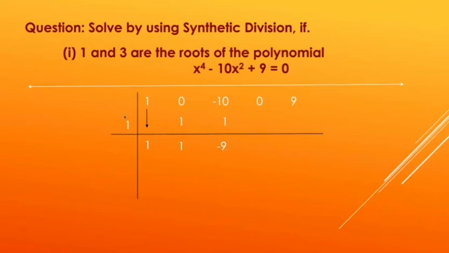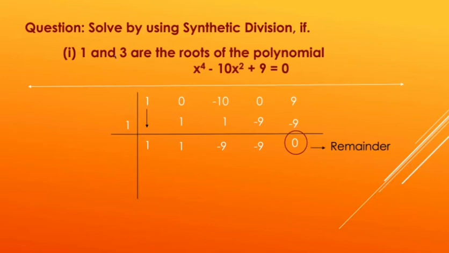Minus 9 will be multiplied by this 1 and we will get again minus 9. We will add these two terms, so we will get minus 9. Again minus 9 will be multiplied by 1 and we will get minus 9. Now we will add these two terms and we will get 0. Now 0 is the remainder in this case.